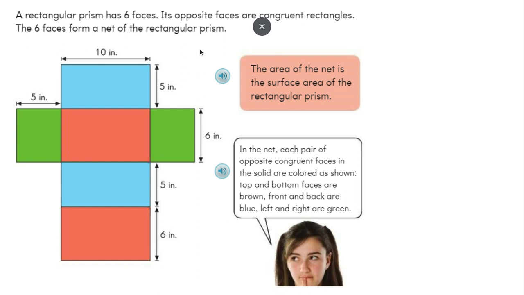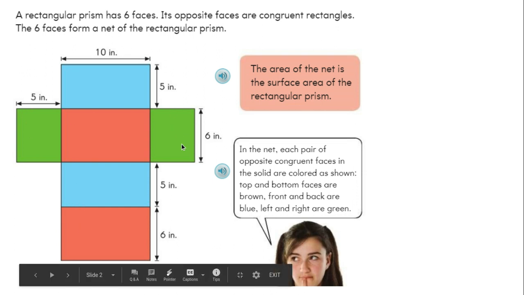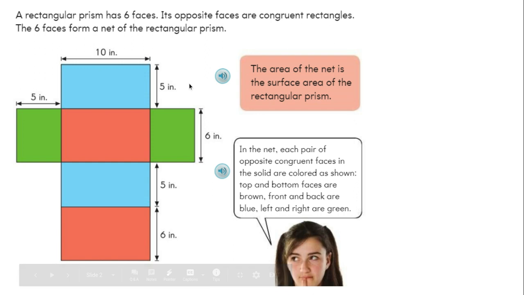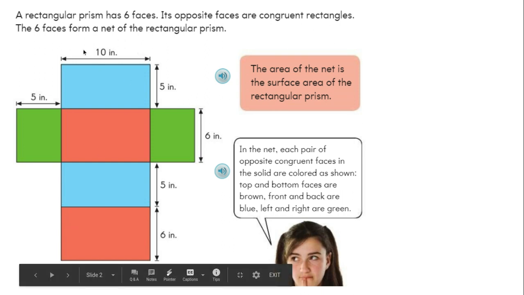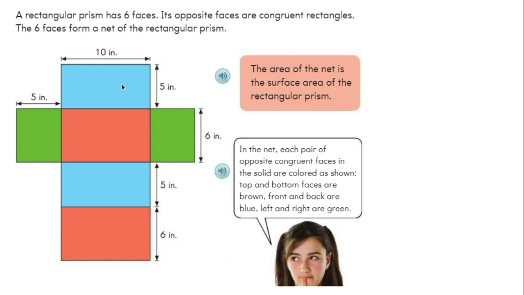So I have pairs of rectangles that are the same measurement. The blue is the same measurement, the brown is the same measurement, and the green is the same measurement. What we need to do is find the area of one of the brown and multiply that times 2. Then find the area of one of the blue rectangles and multiply that by 2, and the same with the green. And let's see what that looks like.